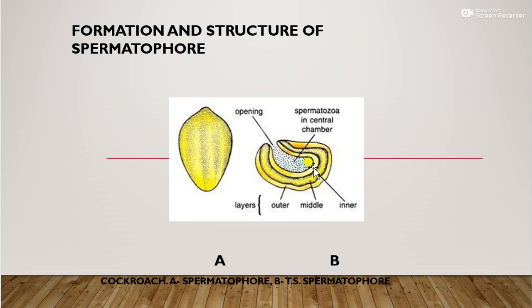Then this inseminated layer passes down the ejaculatory duct and receives the second layer from the cells of the ejaculatory duct. During mating, the sperm is attached to the spermathecal aperture of the female. Then the secretion of the phallic gland is poured over it, which hardens to form the third and outermost layer of the spermatophore.